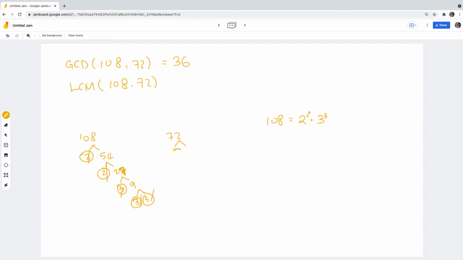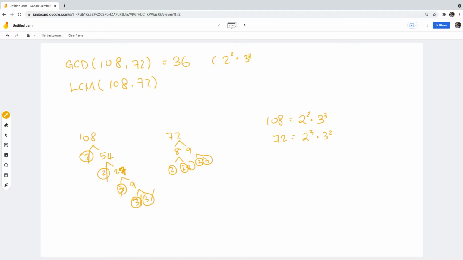How about 72? It's 8 times 9, so we have 2 cubed, right? 2 times 2 is 4, so 2, 2, 2, and 9 is 3 times 3. So 2 cubed and 3 squared is 72. 2 cubed times 3 squared. Okay, that's how we found 36 as 2 squared times 3 squared, right? So GCD was 2 squared times 3 squared.